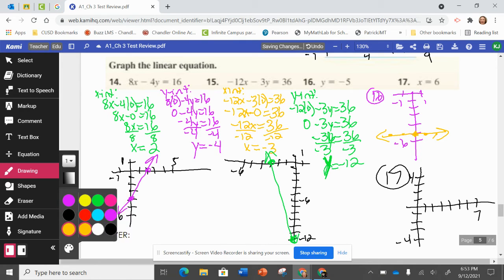This is another special line. It's our vertical line. X is 6 right here, here, here, here, here. And so that's how we get this vertical line.